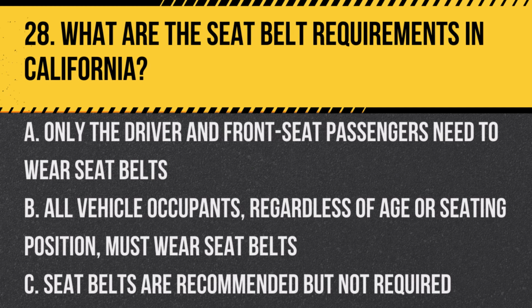Question 28. What are the seat belt requirements in California? A. Only the driver and front seat passengers need to wear seat belts. B. All vehicle occupants, regardless of age or seating position, must wear seat belts. C. Seat belts are recommended but not required. Answer B. All vehicle occupants, regardless of age or seating position, must wear seat belts. California law requires seat belts for all passengers to enhance safety.